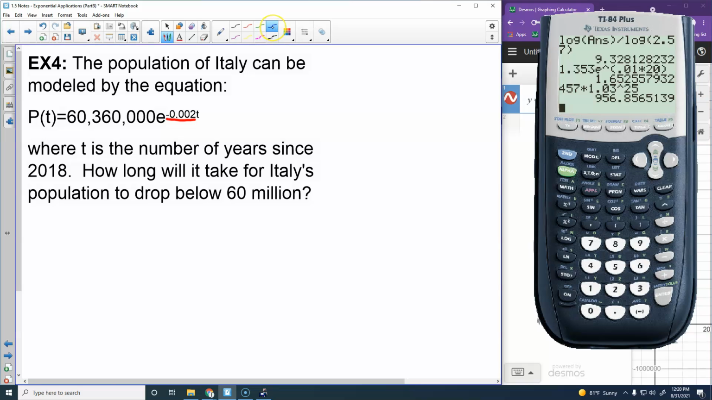Most couples are having fewer than 2 children. So lots of couples with 0 or 1 child, not very many with 3, 4, or 5. So the population is going to decrease because of that.